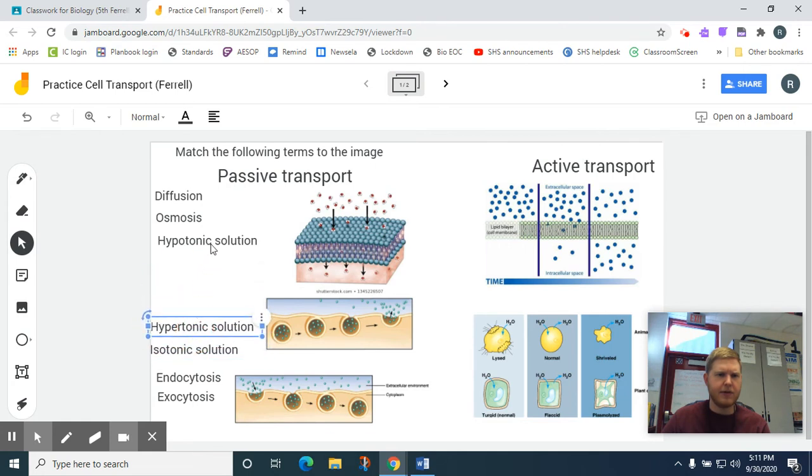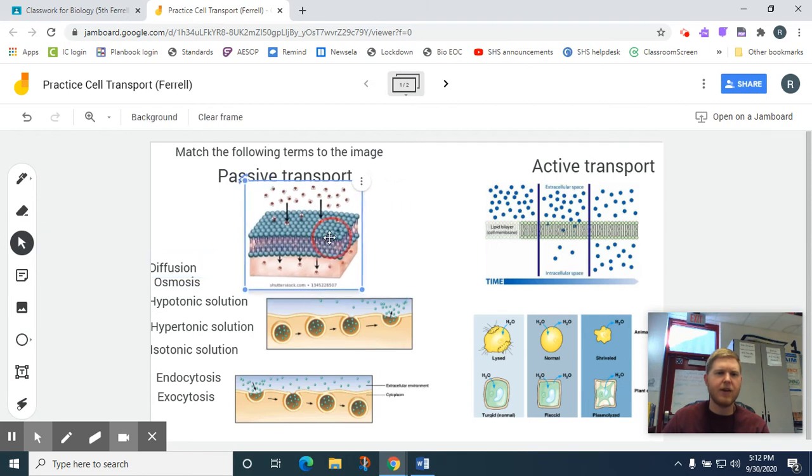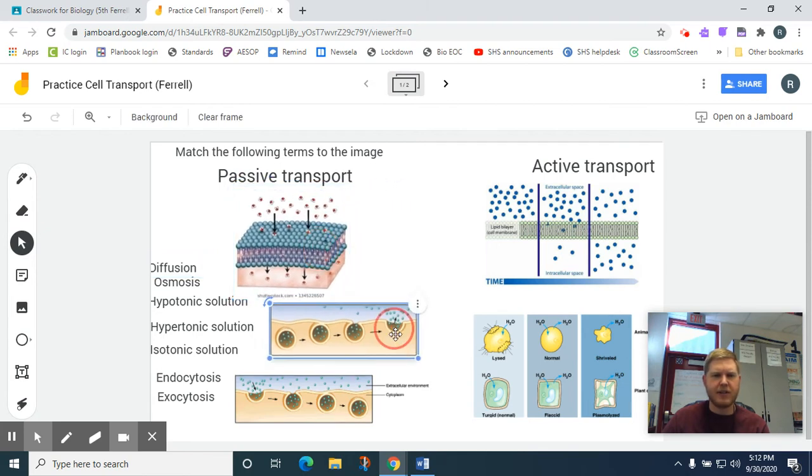Let's look at the pictures. So remember, if it is passive, it's going to go from a high concentration to a low concentration. Okay, so let's look at these. Things are going this way. There are more on this side. So let's talk concentration first. The higher concentration is on the outside. If I look, there's more things on the outside than there is on the inside. So it's going from high concentration to low concentration. So that's going to be passive transport.